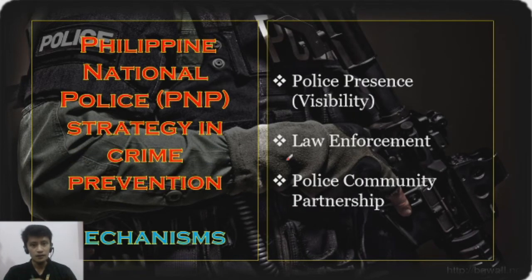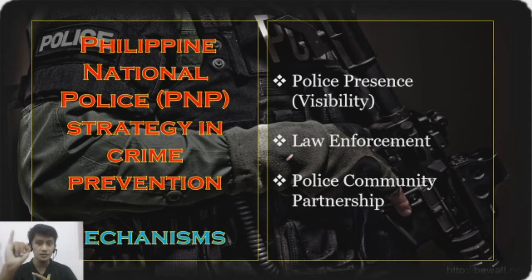And we have here the PNP strategy on crime prevention. The PNP adopted three mechanisms. What are the three? Number one is police presence, number two is law enforcement, and number three is police-community partnership. So, three.